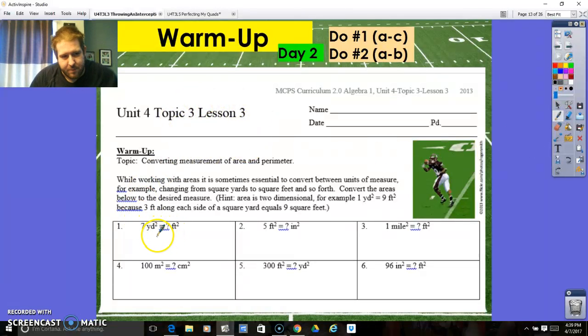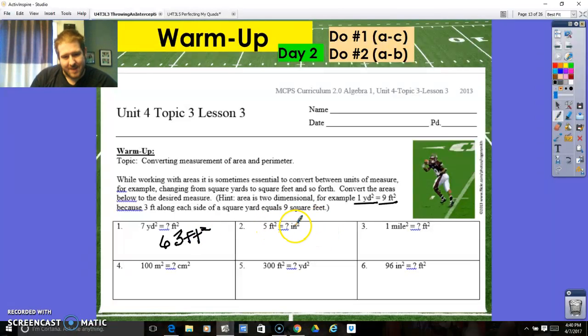We're converting some units, so yard squared into feet squared. Think of a yard: there are 3 feet in a yard. But if you're talking about square, you're talking about a square of 3 feet by 3 feet, which is 3 times 3, or 9 feet squared equals 1 yard squared. So if you've got 7 yards squared, 7 times 9, since each yard squared has 9 feet squared, that would be 63 feet squared.